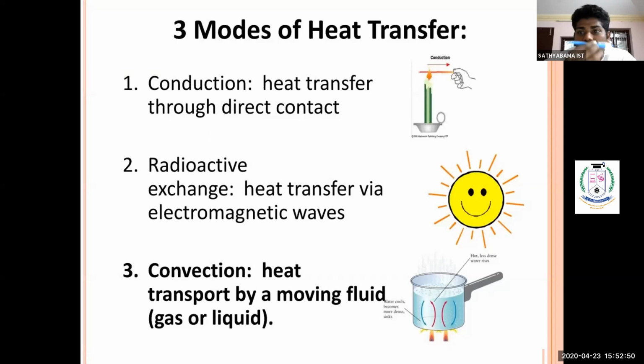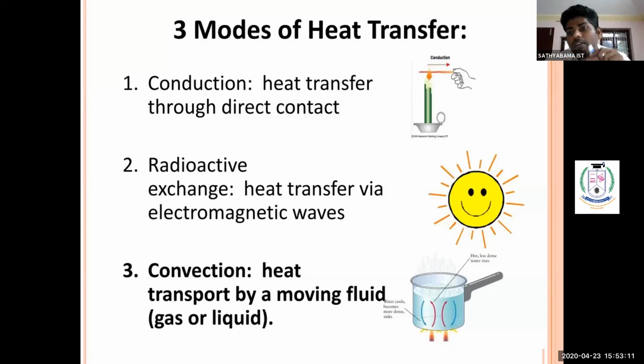Conduction: if I assume this is a steel rod, I'm heating one side of the steel rod. After some time, what will happen? I'm assuming this is a solid material. After some time, the heat will be transferred from one region to another region. So the heat is transferred in the solid section. It is known as conduction.